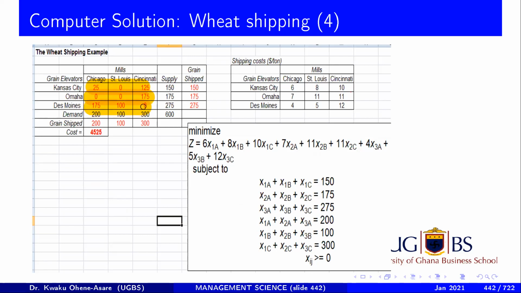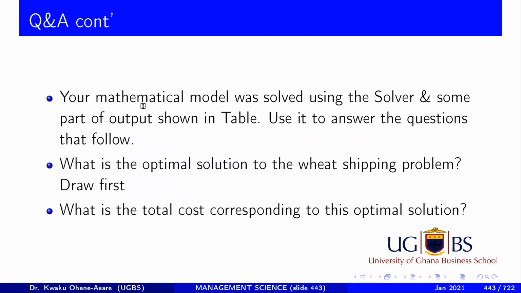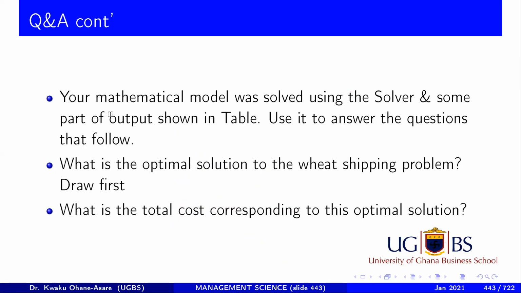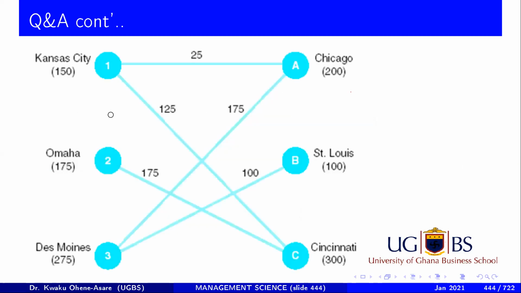Now, sometimes in an exam situation, I create the results and I give you some questions like what you have here. I'll say that your mathematical model was solved using the solver parameter, and some of the parts of the output are shown below. Use it to answer the questions that follow. What is the optimal solution to this problem? What is the total cost?